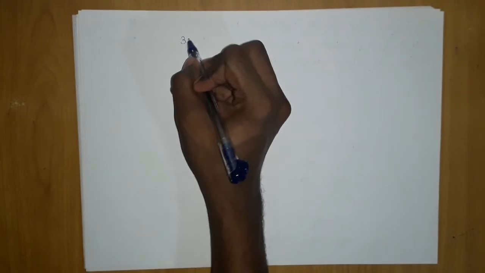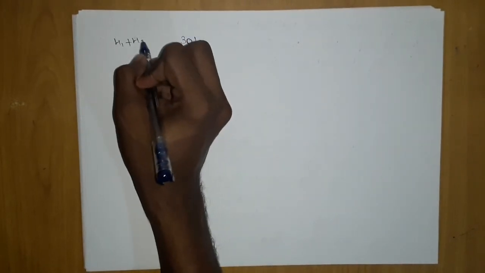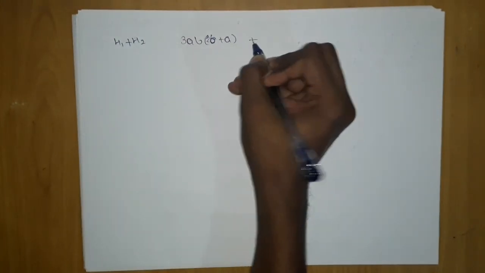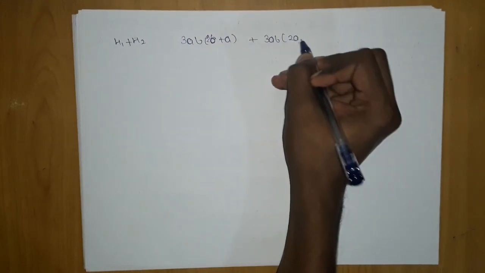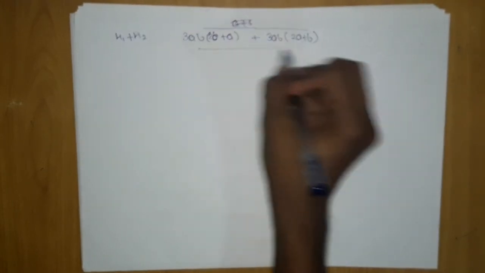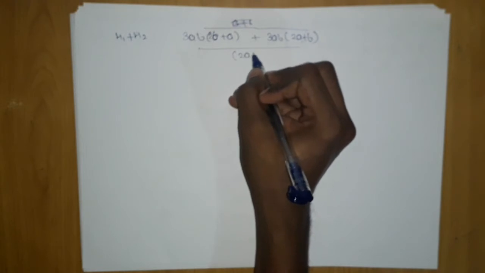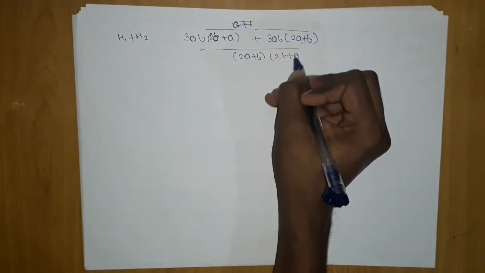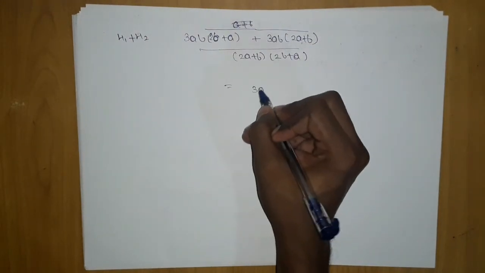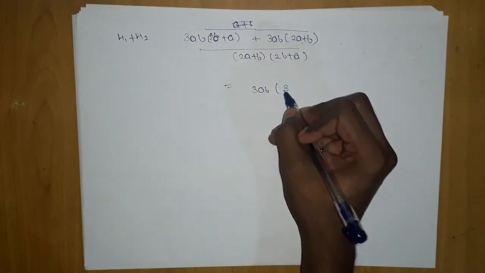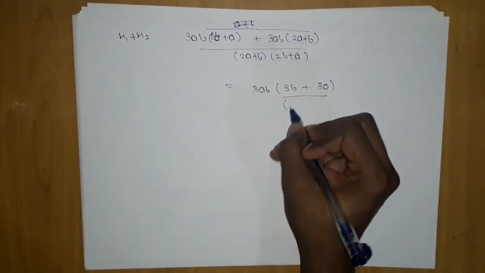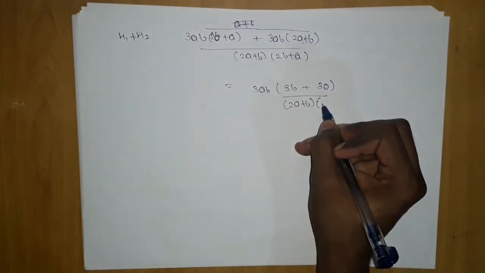So we are first calculating H1 plus H2. What we have is 3AB into 2B plus A, plus 3AB into 2A plus B, upon 2A plus B into 2B plus A. Now if I take 3AB common, what I have is 2B plus B, which gives me 3B, and 2A plus A, which gives me 3A, upon 2A plus B into 2B plus A.